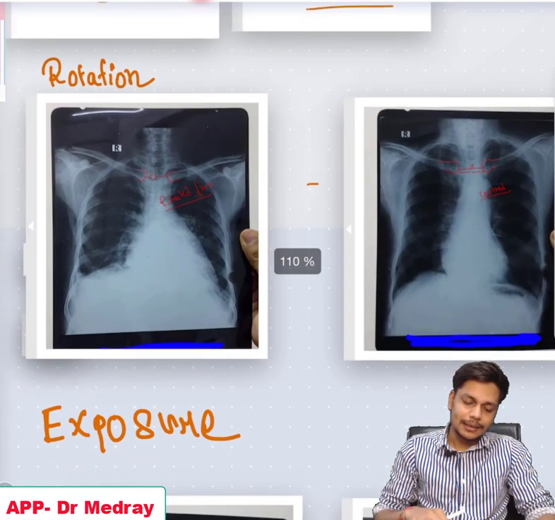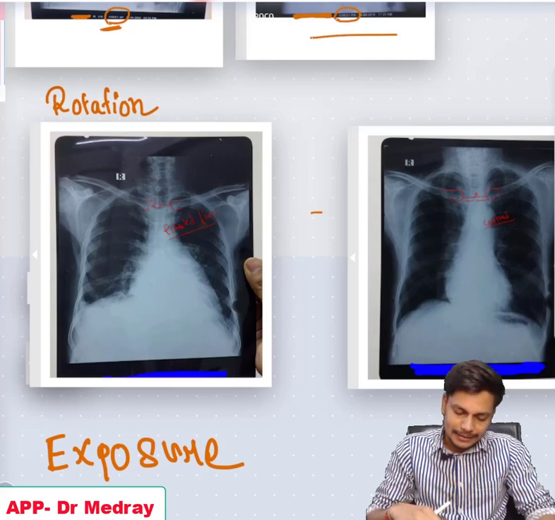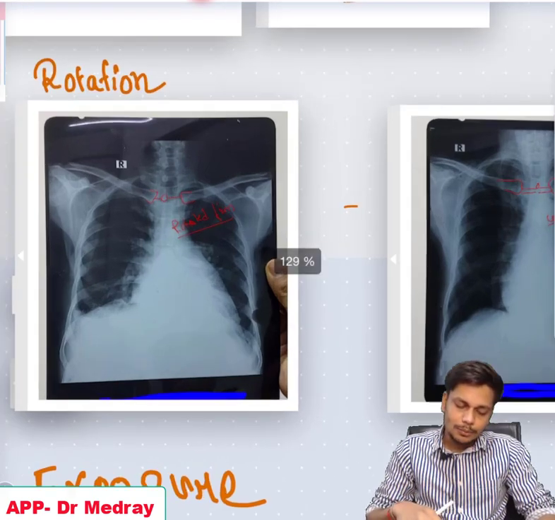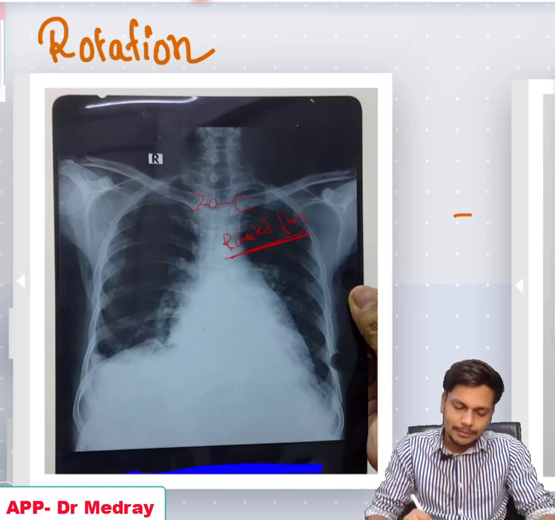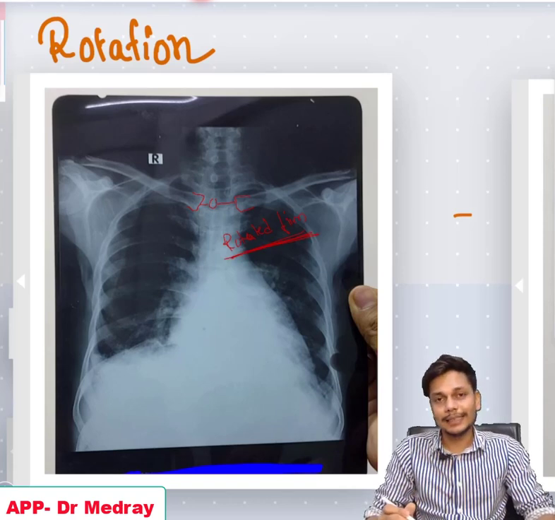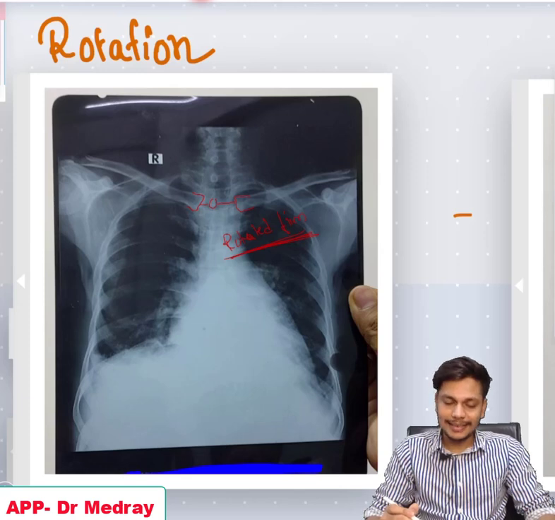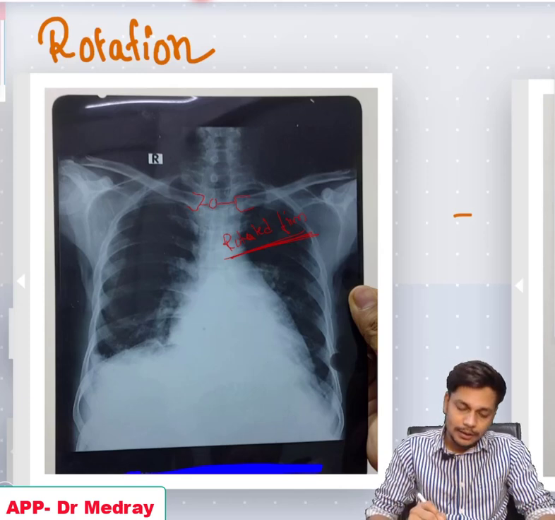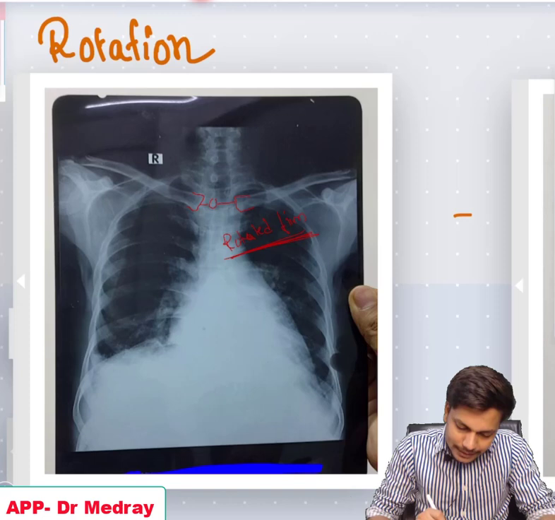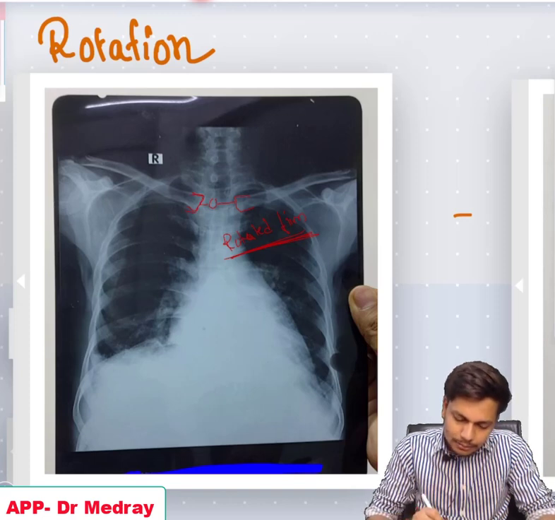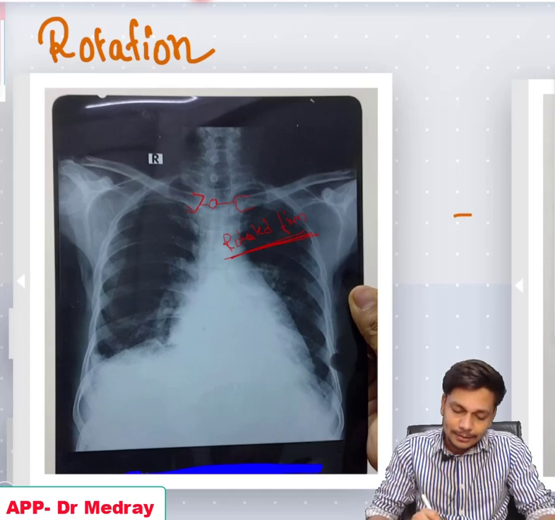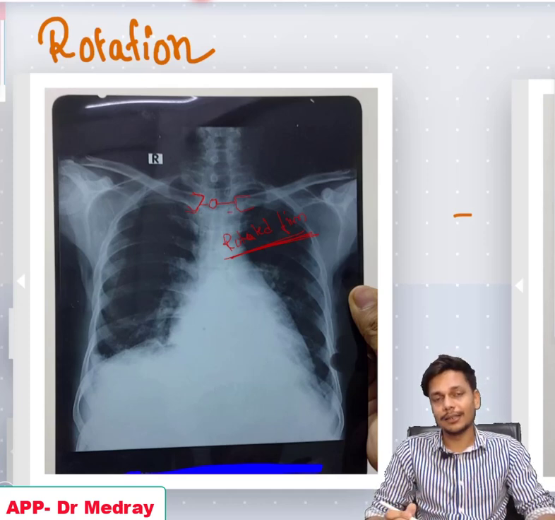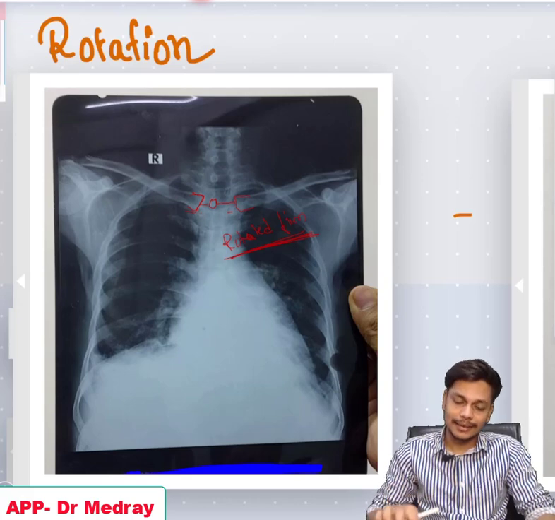So you have to say that this is a skiagram showing the posterior anterior view of the chest. It is a rotated film. Now the examiner will ask you why you are saying it is a rotated film. So you have to answer: the distance between the medial end of the clavicle and the spinous process on the right side is less compared to the left side. So it is a rotated film.